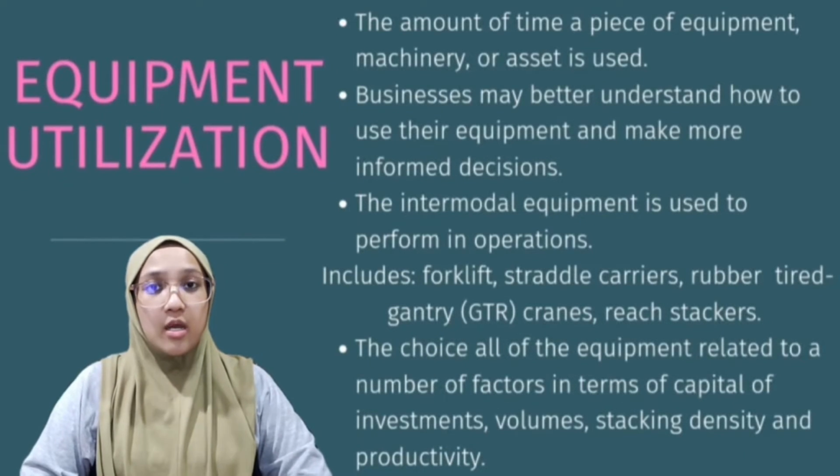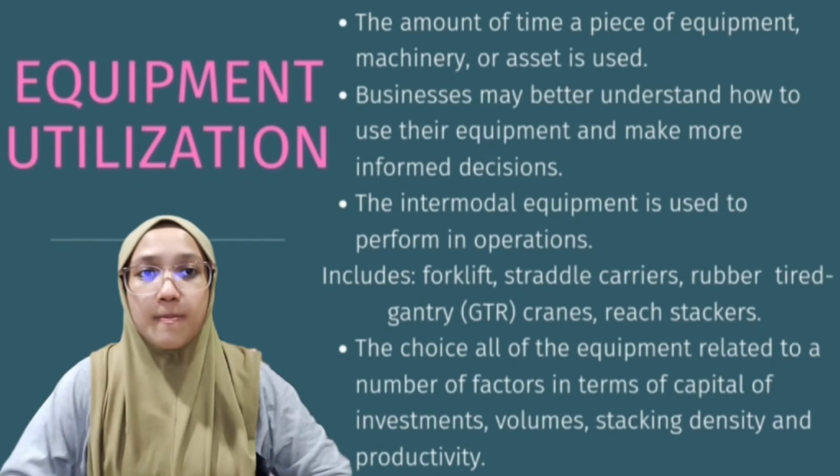Equipment utilization. Equipment utilization is the amount of time a piece of equipment, machinery or asset is used. The business may better understand how to use their equipment and make more informed decisions about project timelines, inventories and equipment lists based on the calculated utilization rate. In yard operations, the intermodal equipment used to perform operations includes forklifts, straddle carriers, rubber-tired gantry cranes, carriers and bridge stackers.